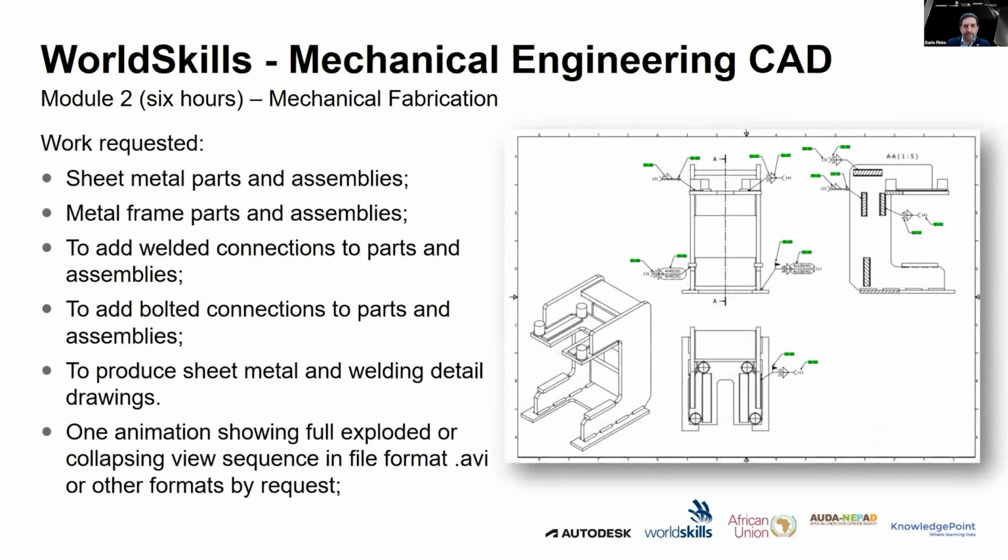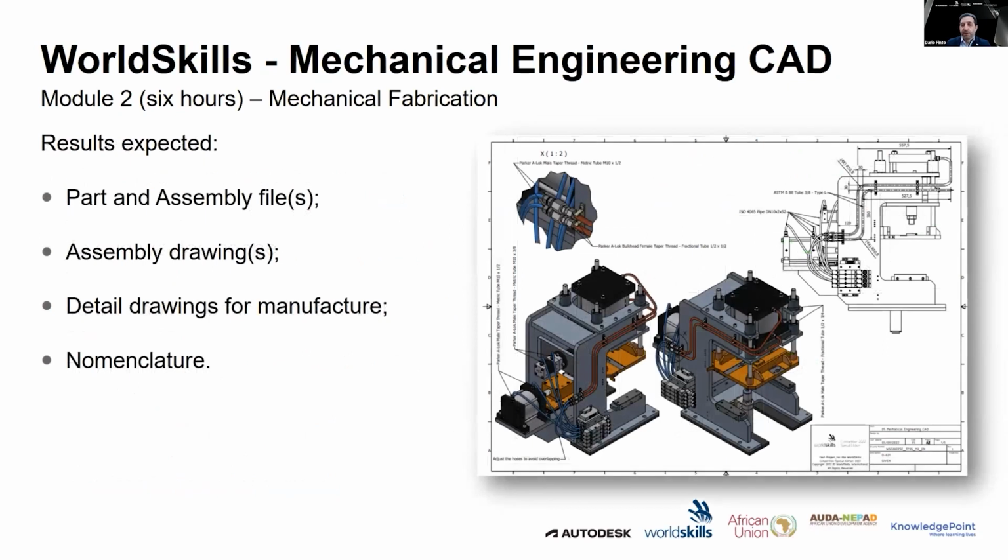We requested for them to introduce that information on the drawing, having welds, frame parts, sheet metals, and animation with a full exploded or collapsing AVI. This is what is requested at the end. This is one example, but for the most part, the equipment is given. We just need to assemble it. Depending on the level of the competition, it is step by step. And then when you arrive at WorldSkills, the level will be a little bit higher than the other competitions.